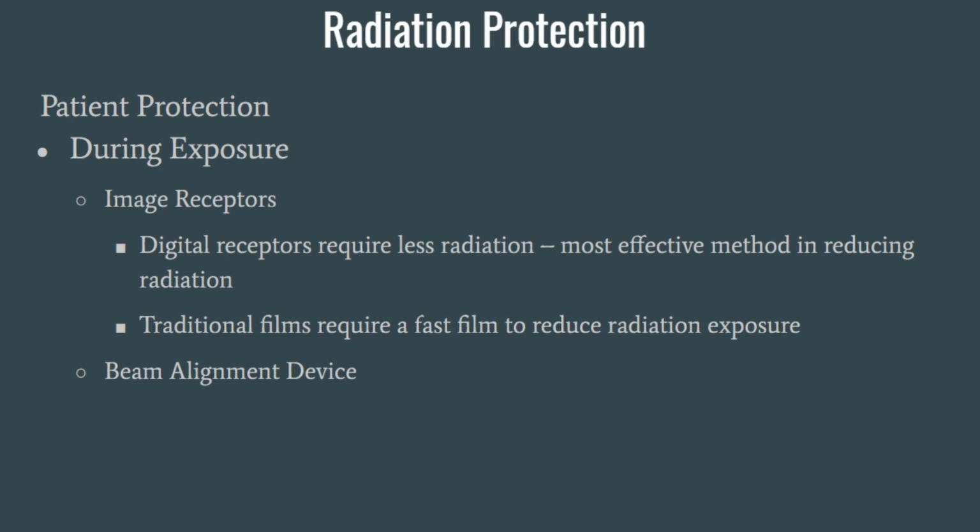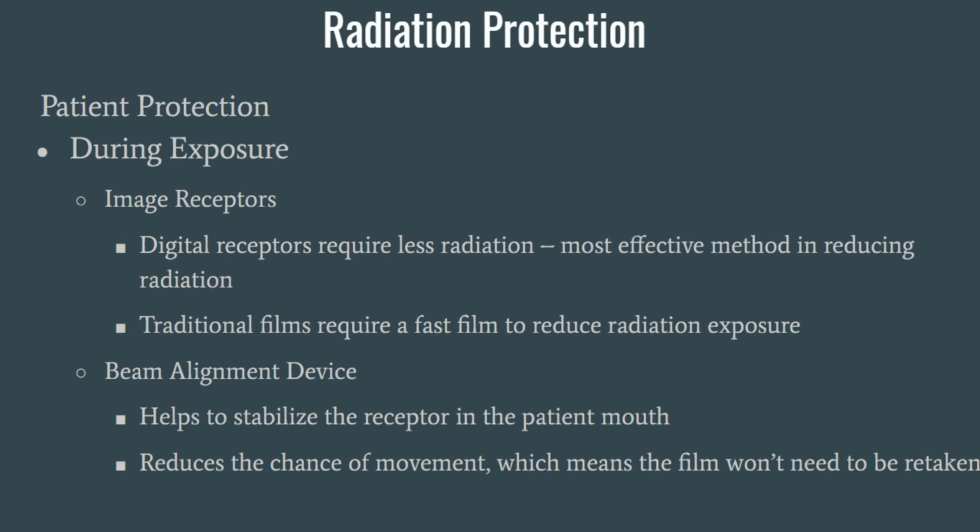And then we have the beam alignment device. This is going to help stabilize the receptor in the patient's mouth and reduces the chance of movement, which means the film won't need to be retaken. So the beam alignment device is just something that's going to hold the film. That way you or the patient does not have to hold the film in their mouth. And we know it's going to be a little bit more secure.